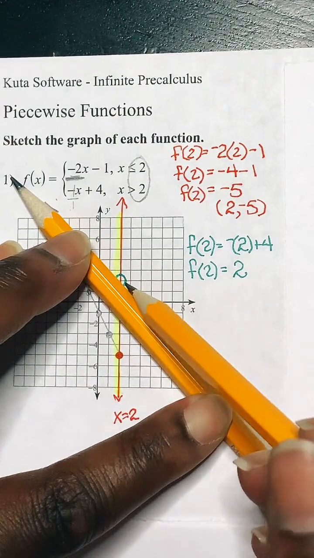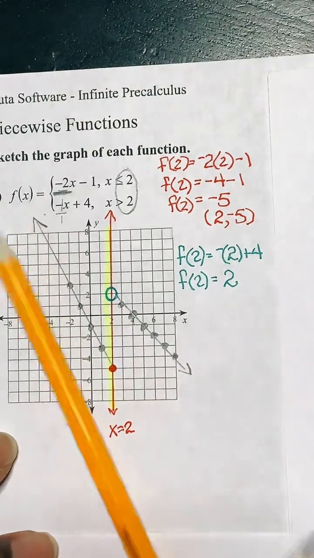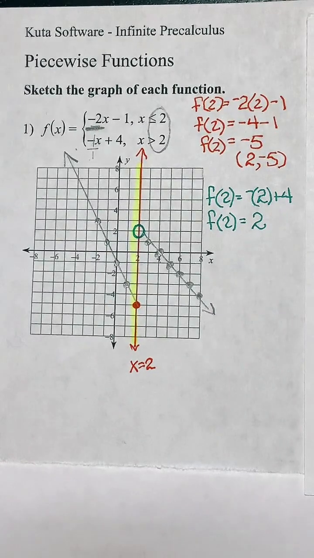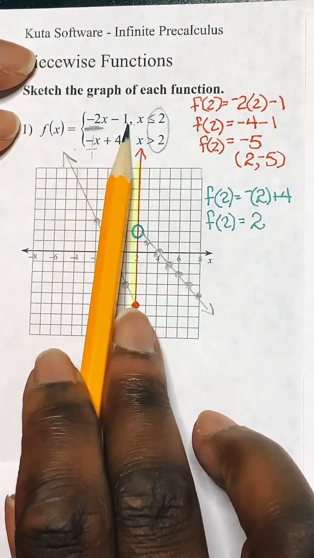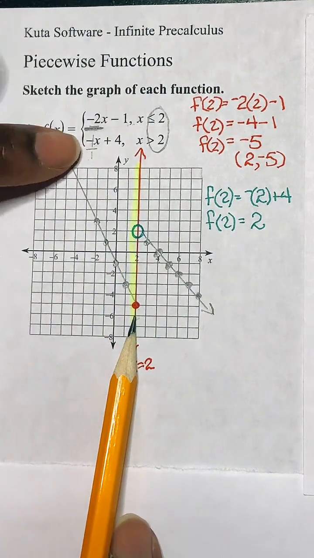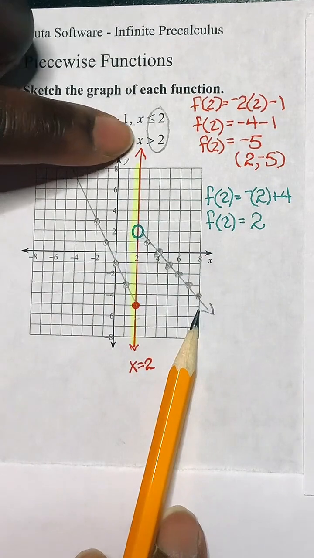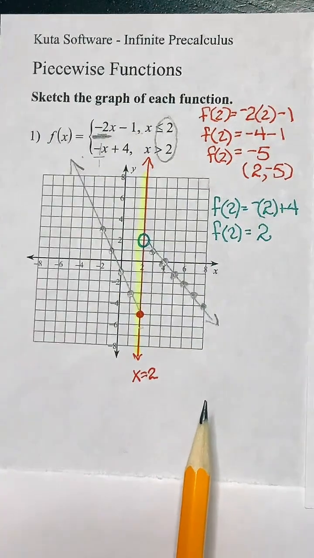Then we're going to draw our graph. Okay, this is our piecewise. We have the part of the equation that represents -2x minus 1, and we're seeing it from the left side of 2. Then we have our -x plus 4. We got this part, but we're seeing it from the right side of 2. And that's our graph.